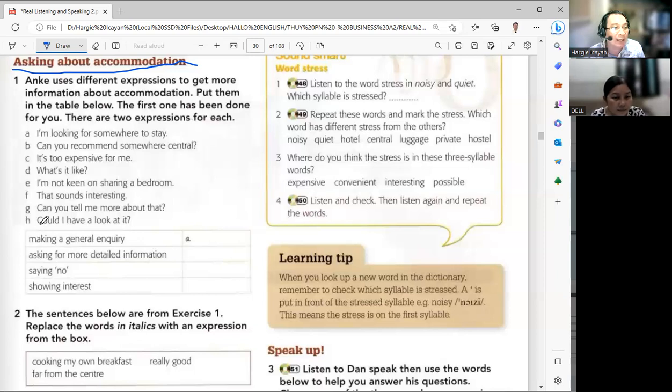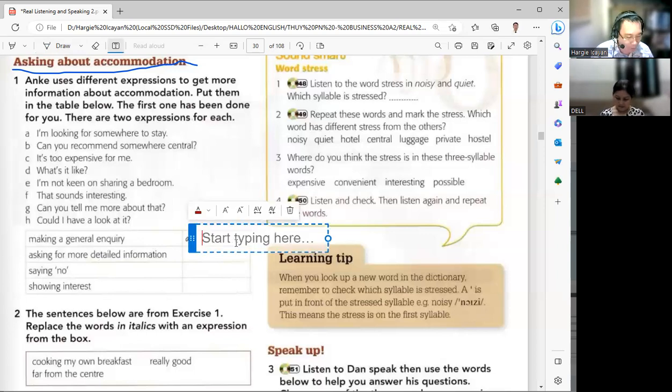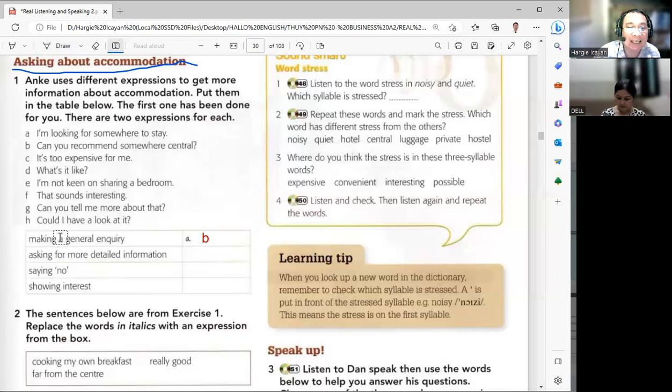So 2, 4, 6, 8. Letter B also is making a general inquiry. Why is it a general inquiry? Because she's asking for a recommendation somewhere central. It's not in the province. That means it's near the bus, near the shops, near the hotels. So it's a general inquiry.